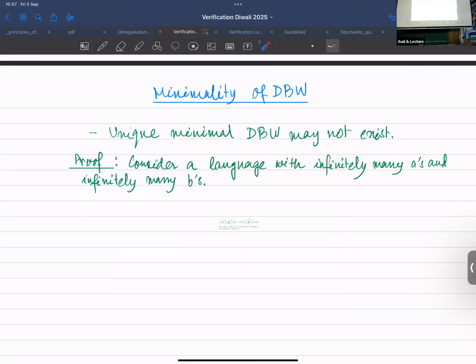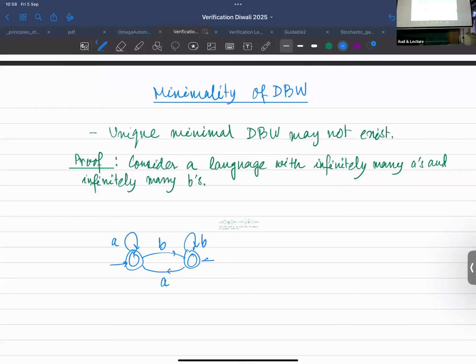So you could have two states, both are accepting states, good states, and one has a loop over A, and one has a loop. Oh, we wanted DBW. Even if you are saying this, what do you have here? That transition will be B. And this other transition will be A. But what are your initial states? Both are initial.